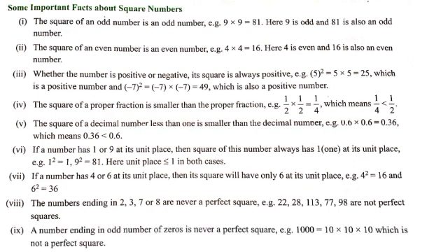A number ending in an odd number of zeros is never a perfect square. Example, 1000 is equal to 10 into 10 into 10, which is not a perfect square.